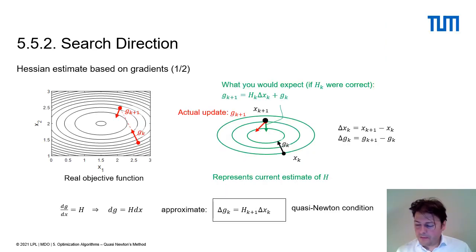Imagine you are working on an objective function with contour lines that look like this. And those contour lines, your algorithm, of course, doesn't know. It can only compute at the positions xk the associated gradients gk. And now let's think of these green circles here as contour lines that would correspond to an estimated Hessian.